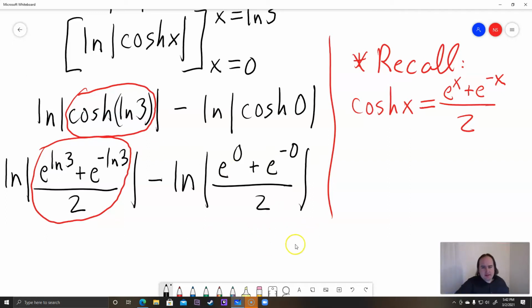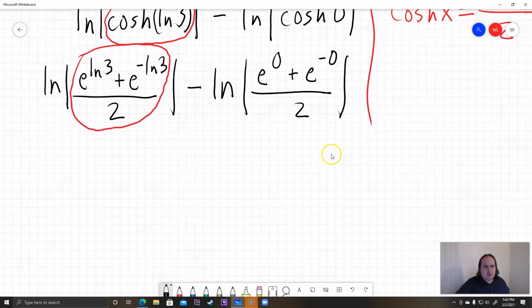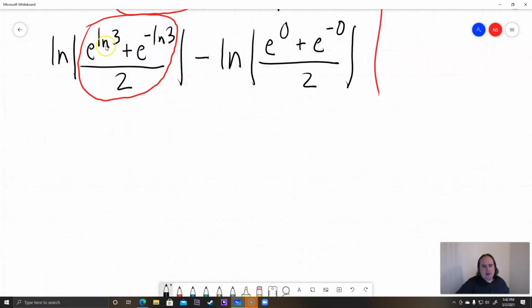But now we can simplify these. Okay? So what can we do to simplify this? Well, for the first one, we can actually cancel out the e and the ln. So this e and this ln cancel out, and we just get 3. Okay, so we're going to have 3 plus, well, what about this one? This is the same as e to the negative ln of 3 to the negative 1 power. Okay, so what I'm saying is here, the e and the ln are also going to cancel out. The e and the ln are going to cancel out here as well.